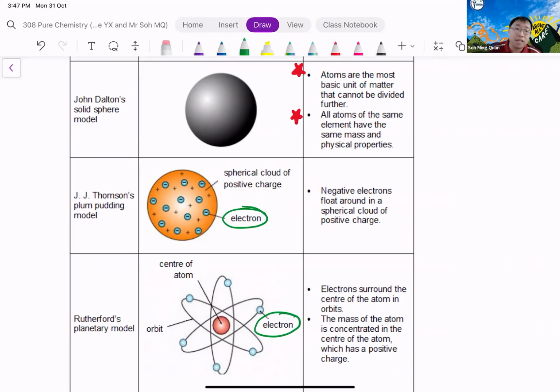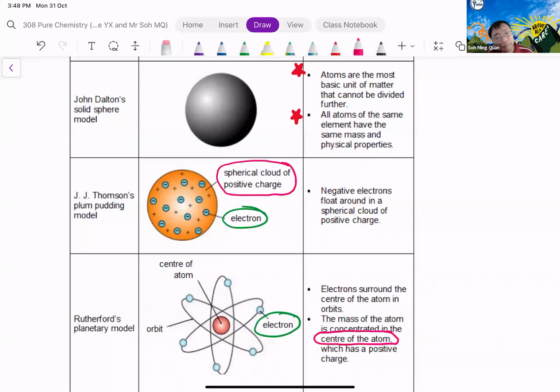Similar. Electrons are both present in the J.J. Thomson plum pudding model as well as the Rutherford planetary model. These are the similarities. The differences, use another color. You have a spherical cloud of positive charge, whereas in the Rutherford model, the positive charge is in the center of the atom. Right, different, right? Spherical cloud versus center, it's different things.